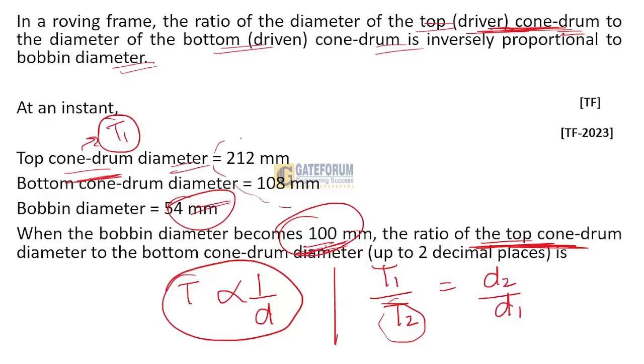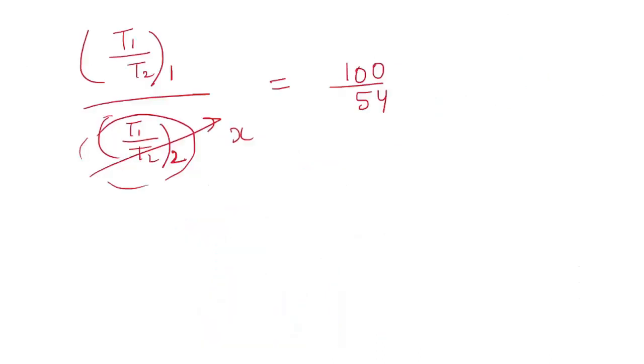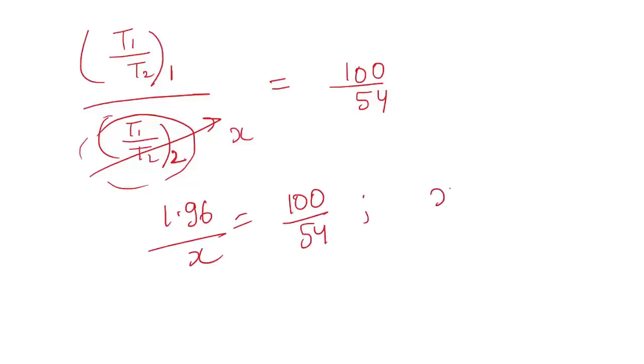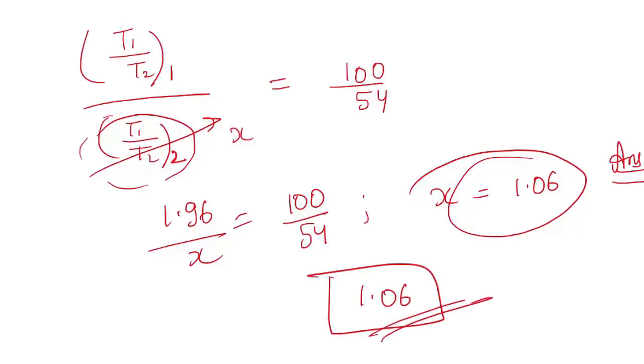So the t1 by t2 ratio is 1.96. How will you get the t1 by t2 ratio? The top driven is this one and t2 is this one, so when you calculate 212 by 108, it comes out to be 1.96. So 1.96 upon x is equal to 100 upon 54. When you calculate this, you get the value 1.06. So this is the final answer, 1.06. This is the correct answer. Since it is asked up to two decimal places, you have to calculate it to two decimal places only. I think it is clear.